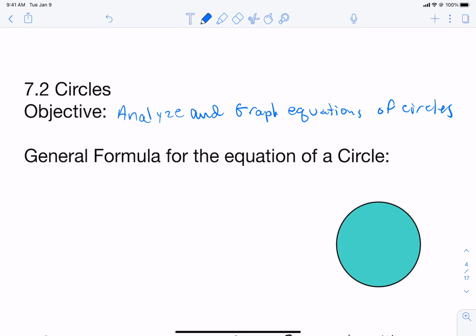So in 7.2, we're going to be talking about circles. We're going to be analyzing graphing equations of circles. And we're going to make sure we understand how to get it into standard form. What is standard form? Everything we can about the equations of circles.